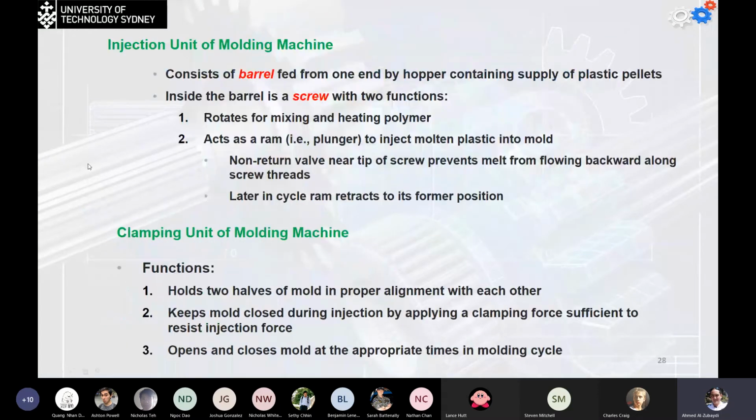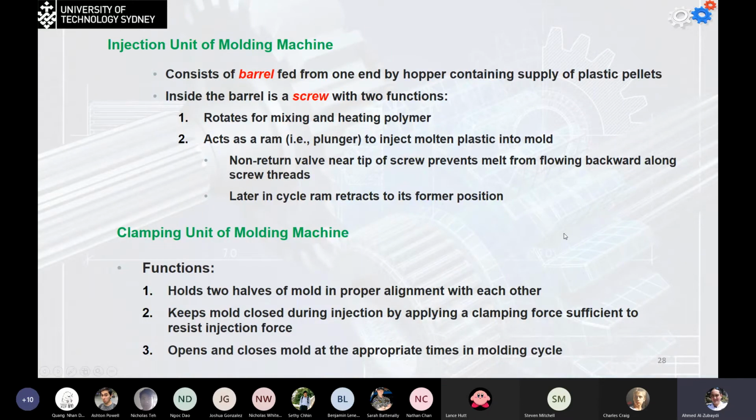The injection unit of the molding machine consists of the barrel and the screw, and of course we need some heaters. The difference is that the screw in injection molding, different from extrusion, can rotate in both directions. So it acts as a ram here to inject the molten plastic into the mold. A no-return valve near the tip of the screw prevents the melt from flowing backward into the screw flights, and later the ram retracts to its former position.